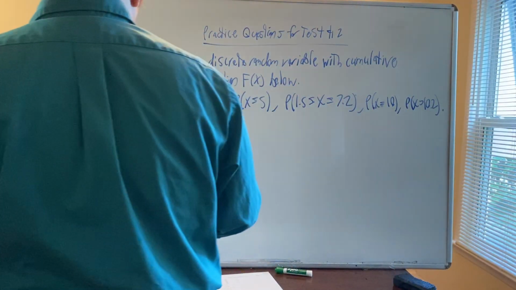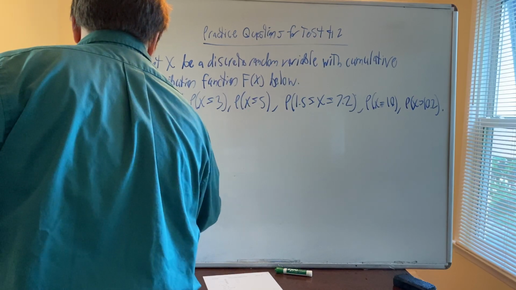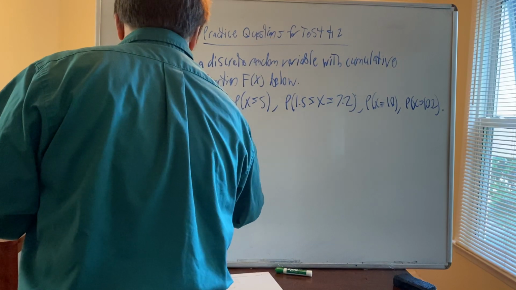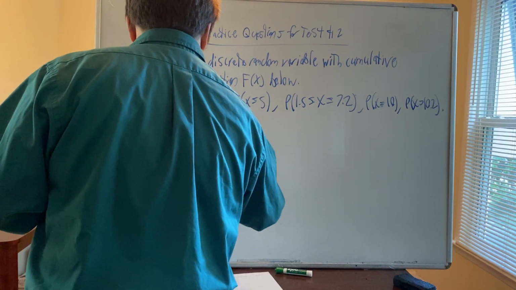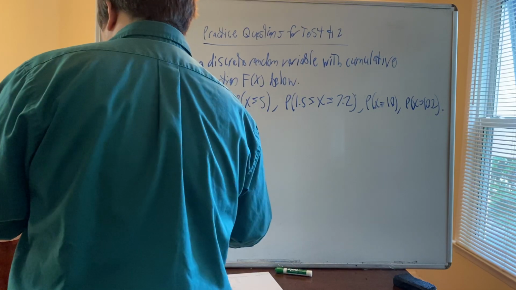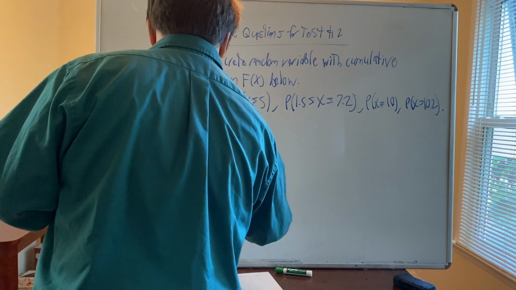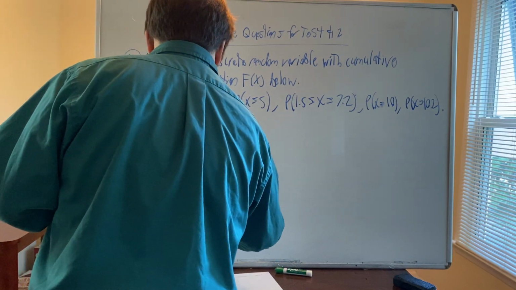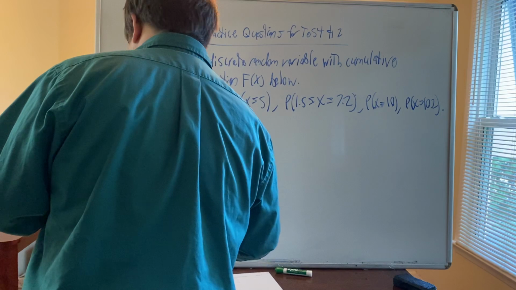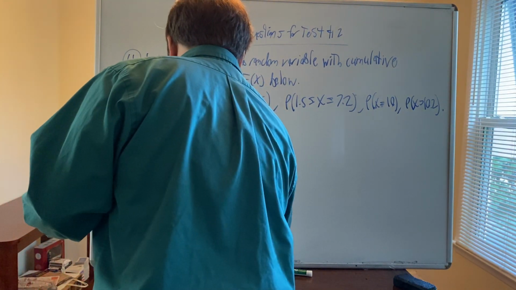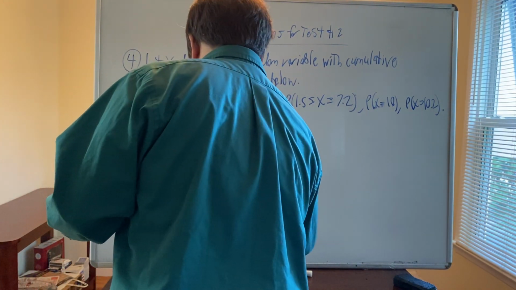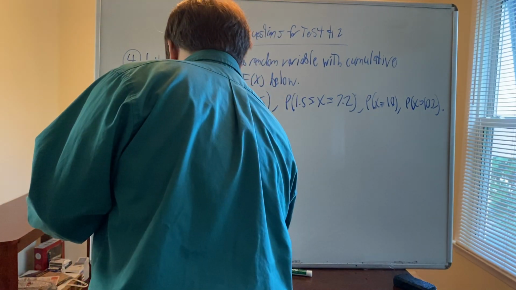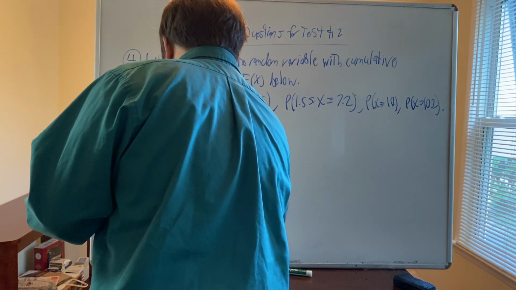So I'm going to write capital F of X here. So capital F of X is 0 for X less than 2. 0.2 for 2 less than or equal to X, strictly less than 5. 0.6 for 5 less than or equal to X less than 10. 0.8 for 10 less than or equal to X less than 10.5. And 1.0, or 1, for X greater than or equal to 10.5.